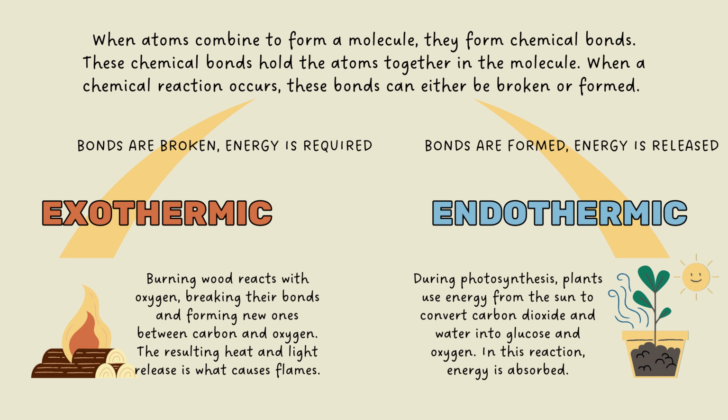When bonds are formed, energy is released, this is called endothermic. During photosynthesis, plants use energy from the sun to convert carbon dioxide and water into glucose and oxygen. In this reaction, energy is absorbed.